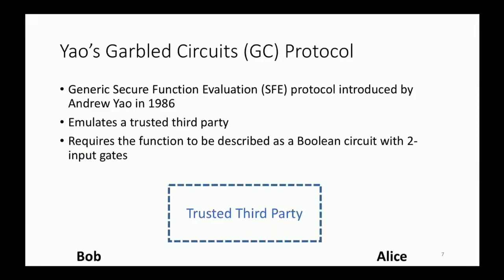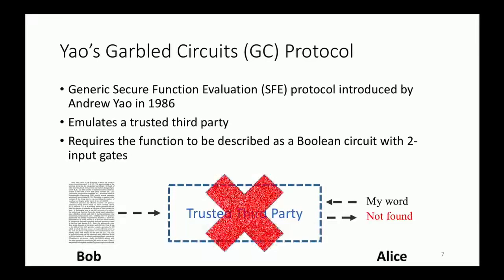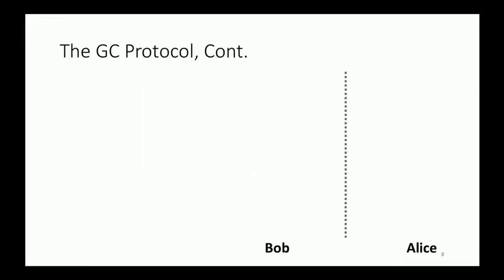We have used Yao's garbled circuit protocol. The GC protocol is a classic two-party secure function evaluation method introduced by Andrew Yao in 1986. At a very high level, GC emulates a trusted third party to which two parties can give their inputs and receive the result. However, this is just a conceptual description, and in reality, there is no third party, and the protocol is run between two parties only.